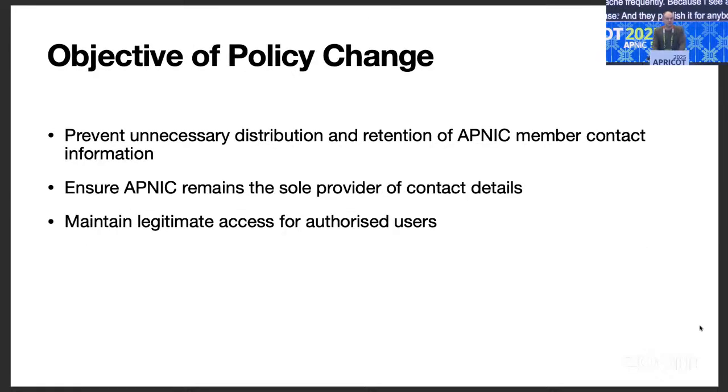So the objective of this policy change is to prevent the unnecessary distribution and retention of APNIC member contact information. That data belongs to APNIC members. My phone number, my data. My email address, my data. My home address, my business address. These are my data. APNIC has this data. I don't believe that APNIC should be sharing this data publicly without keeping track of who is accessing it. I'm not saying that this data shouldn't be available. I'm saying that APNIC should know who is taking it. So I do want to ensure that legitimate access for authorized use of the data is maintained.